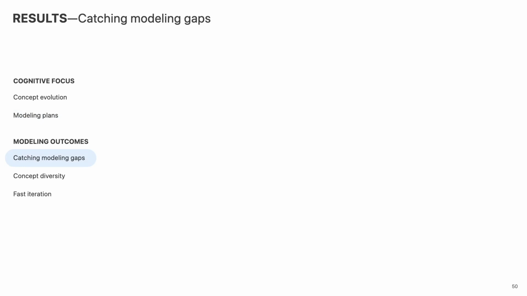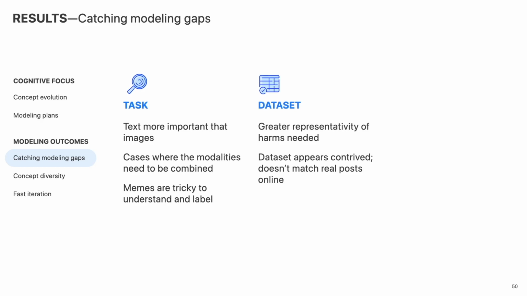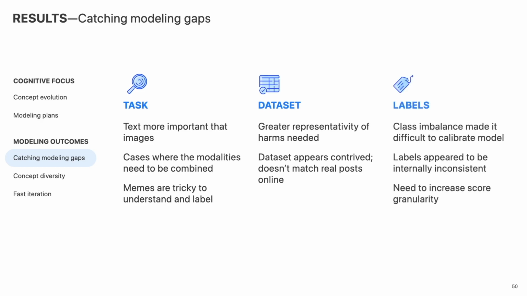Then, this process also helped participants to identify gaps in other parts of the modeling task, including the problem formulation, dataset, and labeling method. For example, users found that text seemed to be a more reliable indicator of harm than images for this task, but they identified cases where there was value in combining the modalities. They also gained greater respect for the nuance required to label memes. They also noted gaps in the dataset, like lack of representativity of harms such as homophobia, violence, and nudity, and a larger issue that the data didn't match the kinds of memes commonly found online today. Participants also raised issues around class imbalance, label inconsistency, and low score granularity.